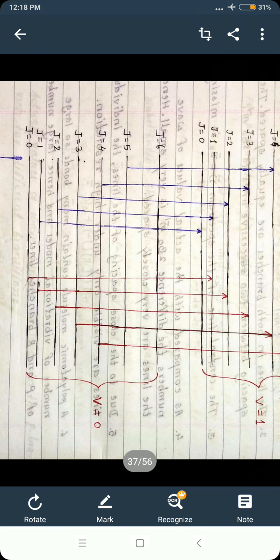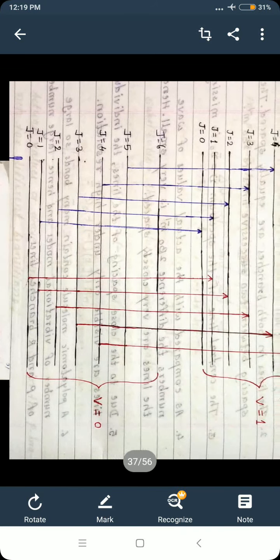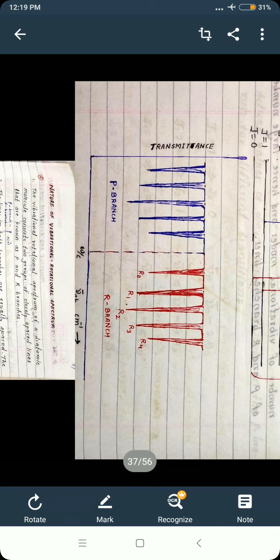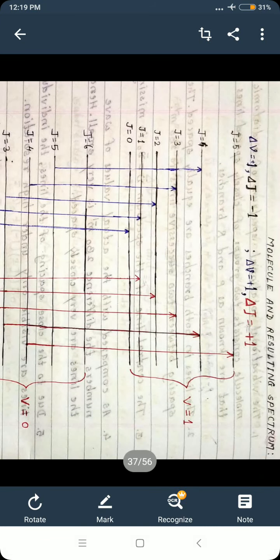For excitations in the P region, the selection rule delta V is plus 1 for both P and R branch lines. But for R, delta J is nothing but plus 1. And for P, delta J is minus 1. That is P, and this red is nothing but R. Remember that. Red is nothing but R. Then for P, delta J is minus 1.